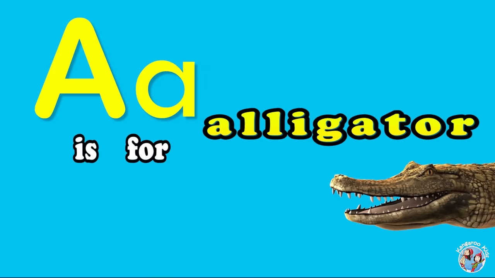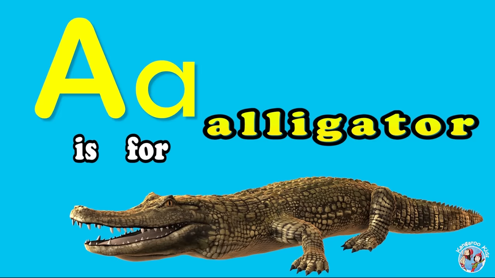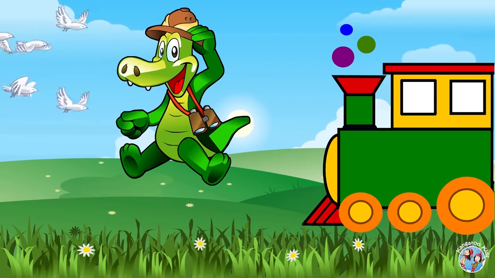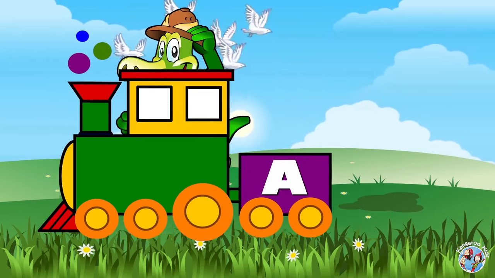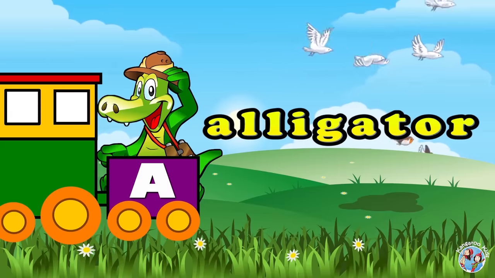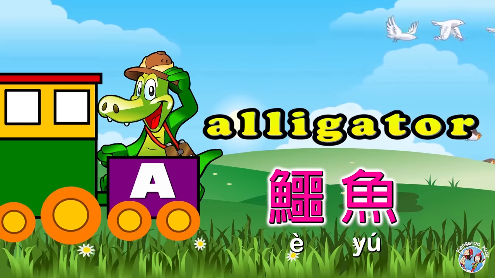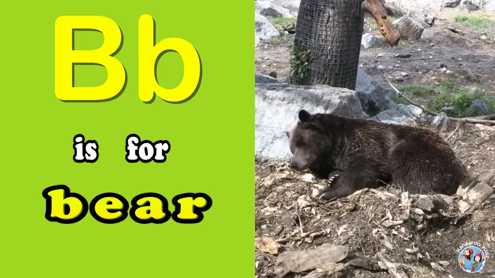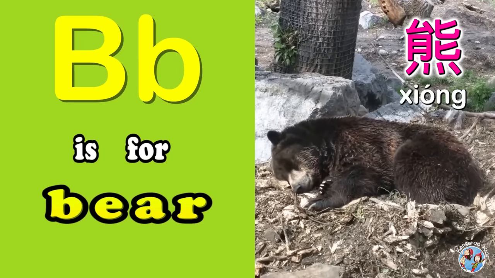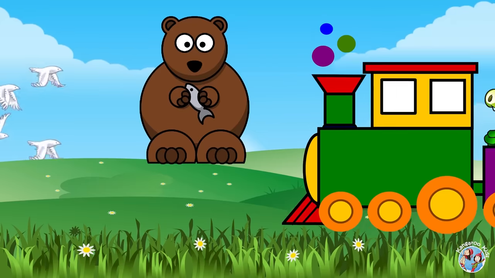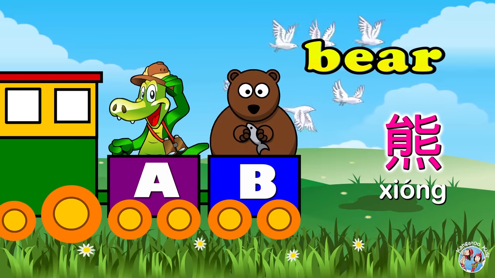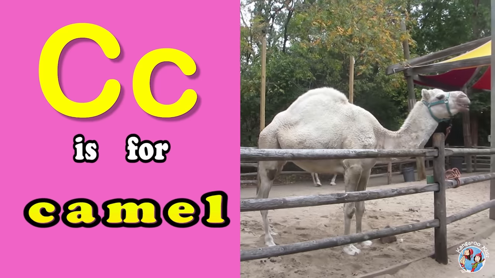A is for alligator. 鳄鱼。A. Alligator. 鳄鱼。B is for bear. 熊。B. Bear. 熊。C is for camel.